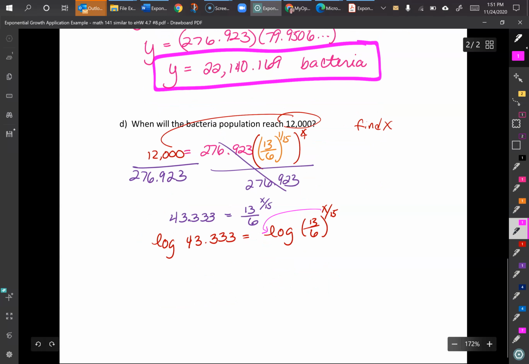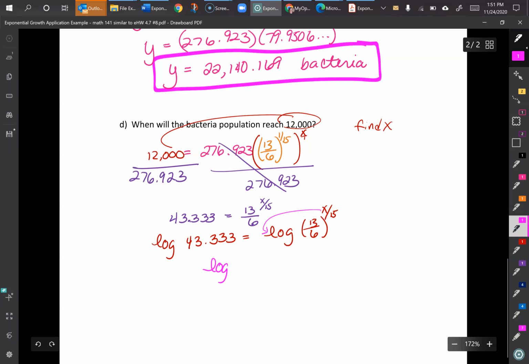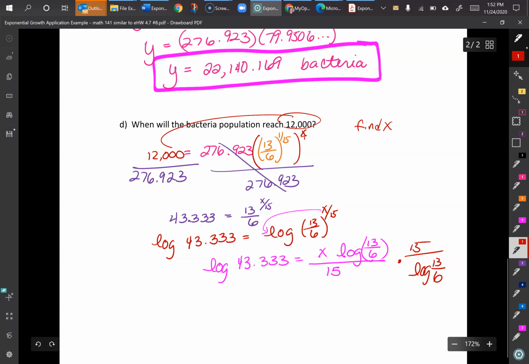So now I have log 43.333 equals x over 15 log 13 over 6. Make sure that 15 gets down in the denominator. It's just easier if you write it that way in the long run there. And you are going to multiply both sides by 15 over log 13 over 6 so that you can isolate your x.